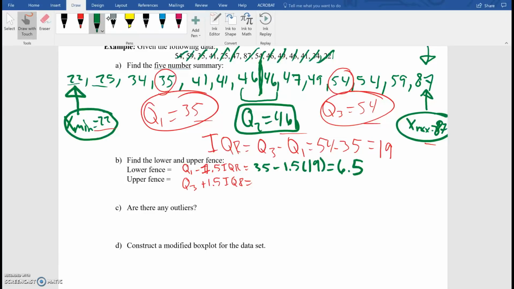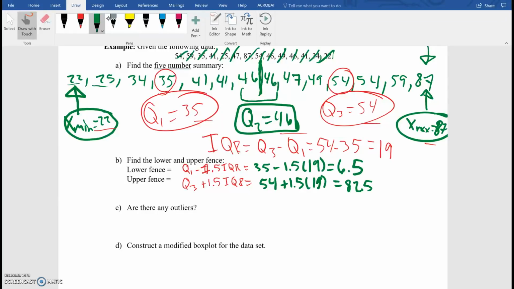Okay, now where it ends is going to be 54 because that's Q3, plus 1.5 times 19. Whoops. This is going to give me 82.5. Okay, so this is where we have. So we have from 6.5 to 82.5. Okay, so now let's go here.